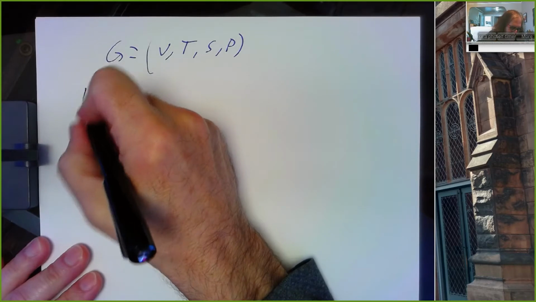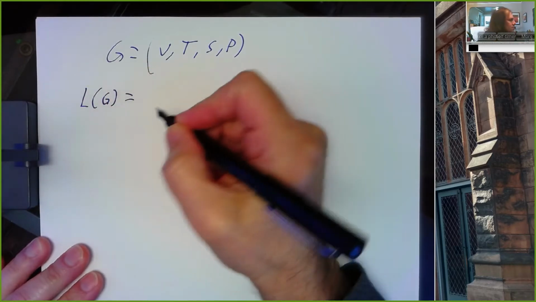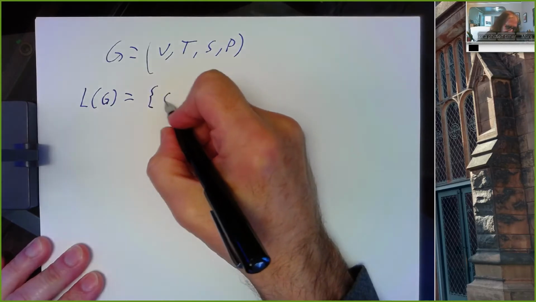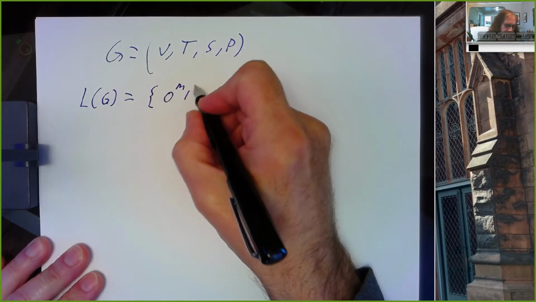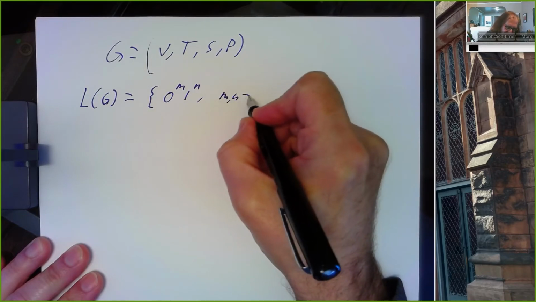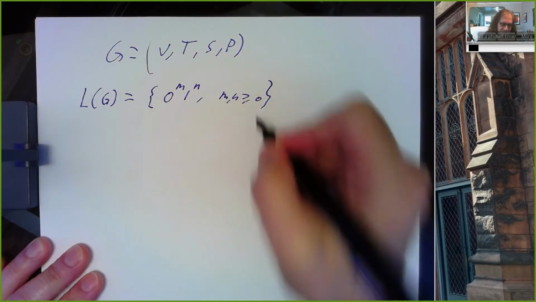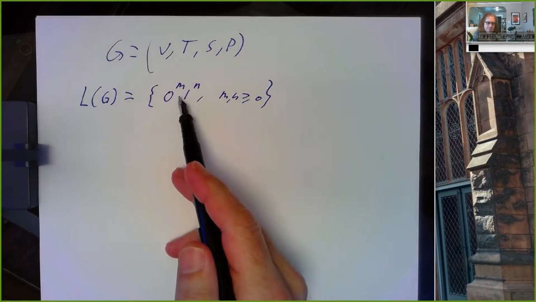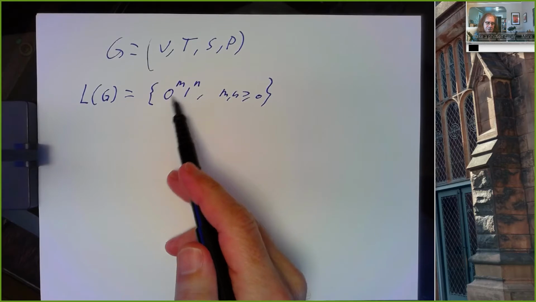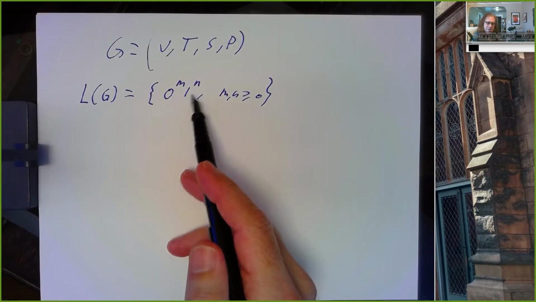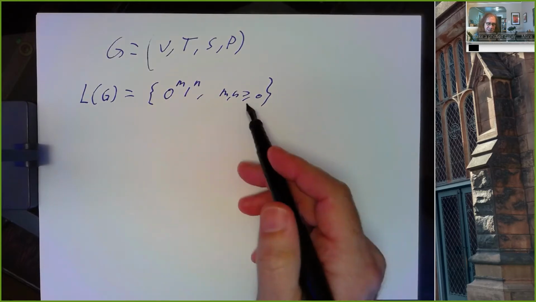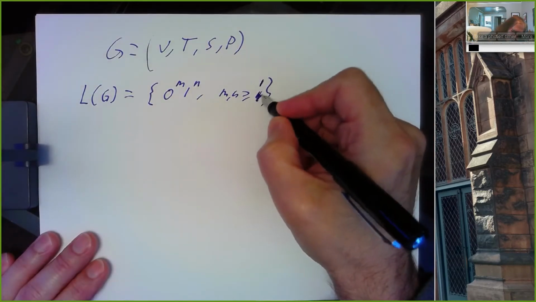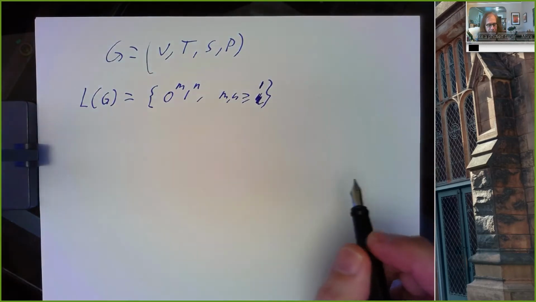And see where this goes. So suppose the language of a particular grammar G is, and I'm going to use some shorthand notation here, 0 to the m, 1 to the n, where m and n are bigger than or equal to 0. Okay, so this shorthand notation means repetition. So it means m occurrences of a 0 followed by n occurrences of a 1. And in this case, let me make m and n bigger than or equal to 1, just for starting.